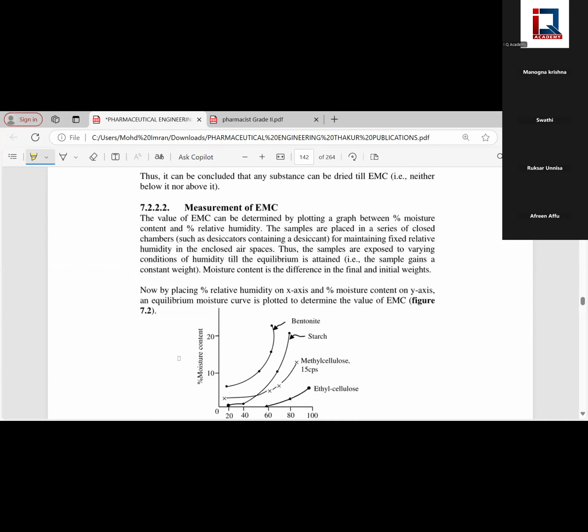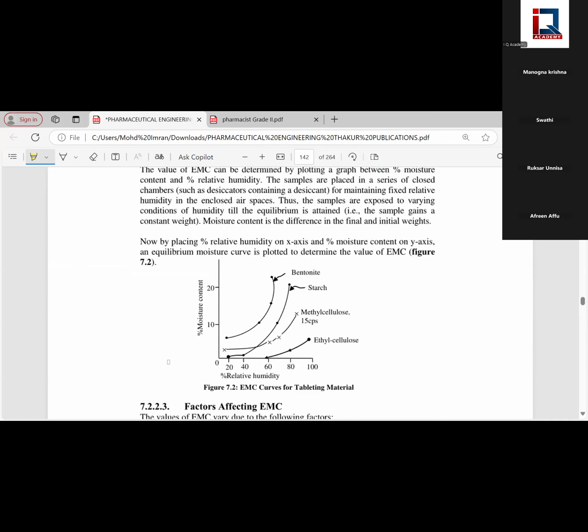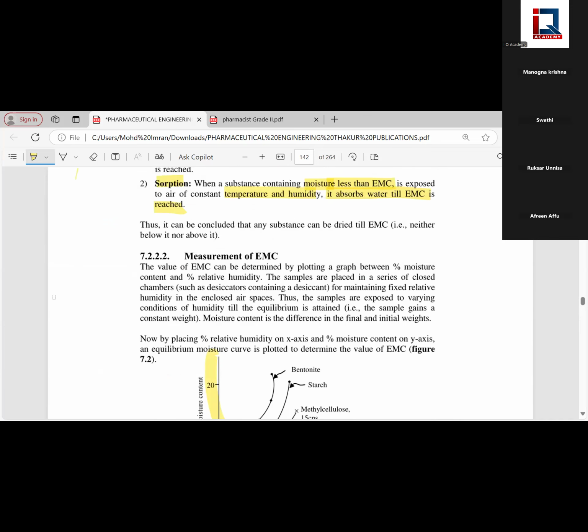Then we are calling it EMC, equilibrium moisture content. Okay, so how to measure EMC? You can see the graph here with relative humidity on the x-axis and moisture content on the y-axis. So how is EMC measured? The value of EMC can be determined by plotting a graph between the moisture content on the y-axis and relative humidity on the x-axis.